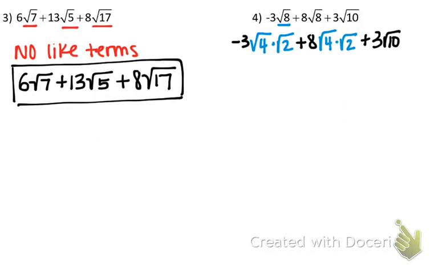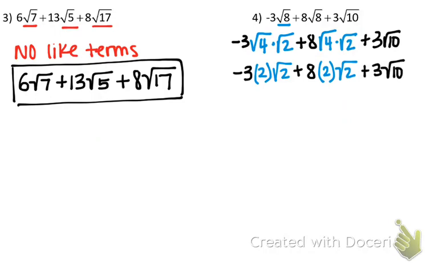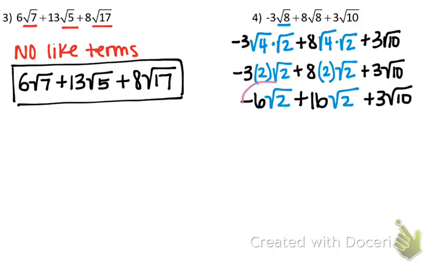So let's continue simplifying our perfect squares. So we have negative 3 times the perfect square of 4. So when you take the square root, that'll be 2 without the radical symbol, times square root of 2 plus 8 times 2, square root of 2, plus 3 square root of 10. So now we'll just multiply our original coefficient times the number that we got from taking the square root. So we have negative 6 square root of 2 plus 16 square root of 2 plus 3 square root of 10. So we've now created a like term.